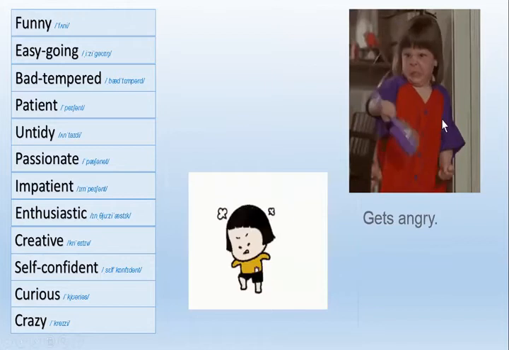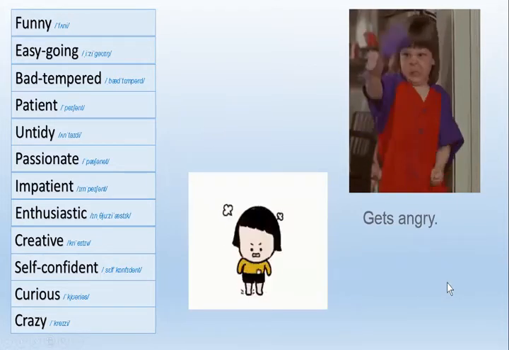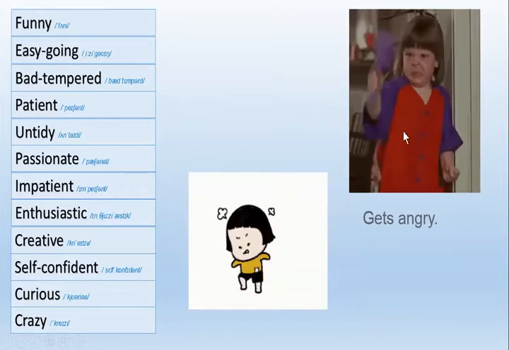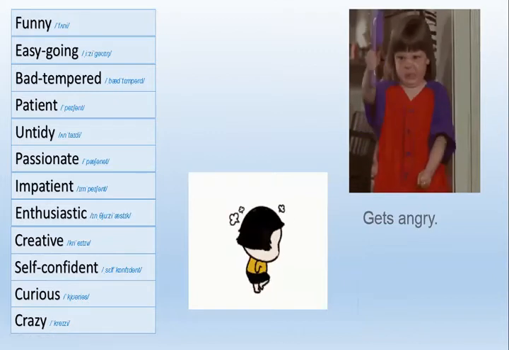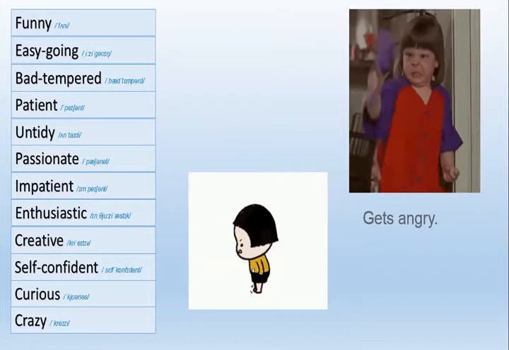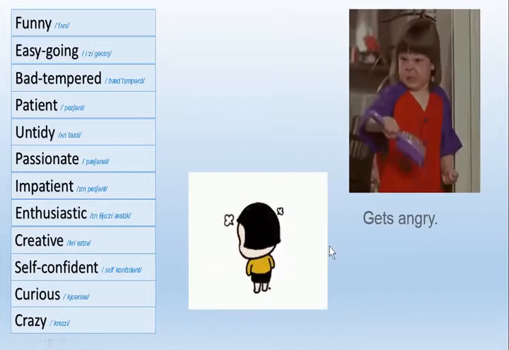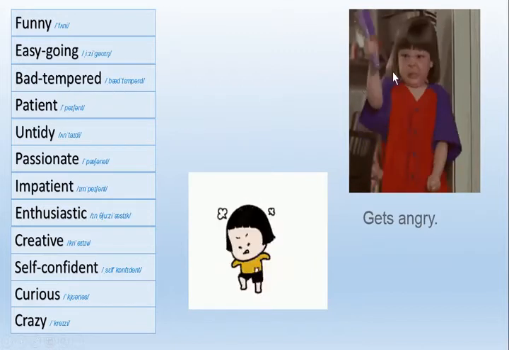In the next picture, look at the girl. Is she happy? No, right? She is really angry. So normally these people are angry most of the time. Okay, so what do you think is the personality type? Exactly. It's bad-tempered. That is bad-tempered.